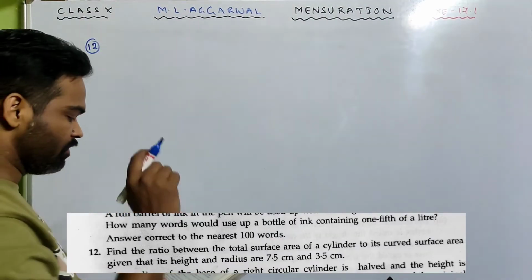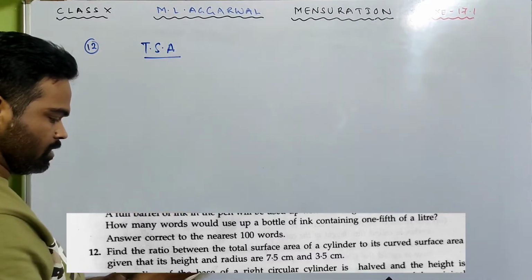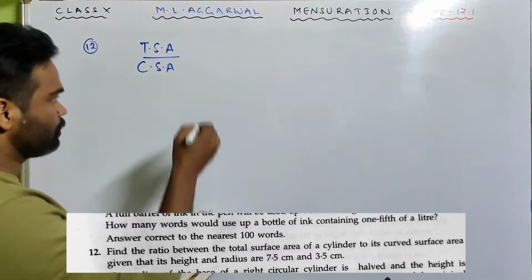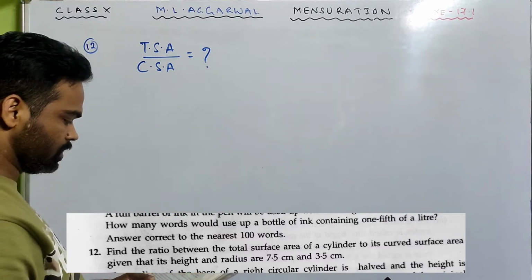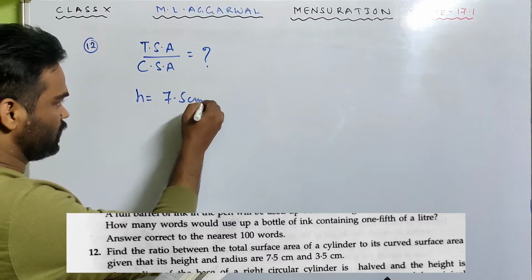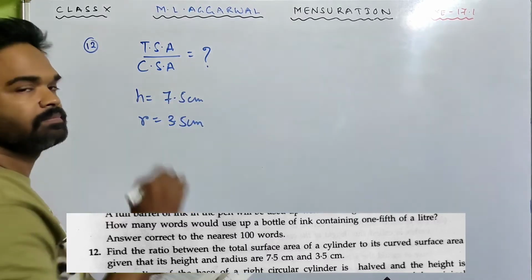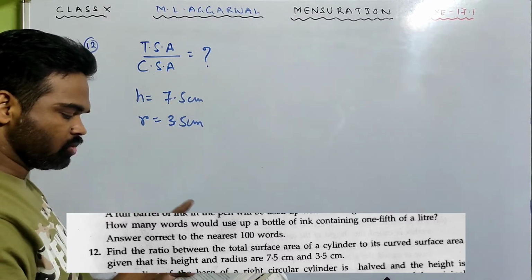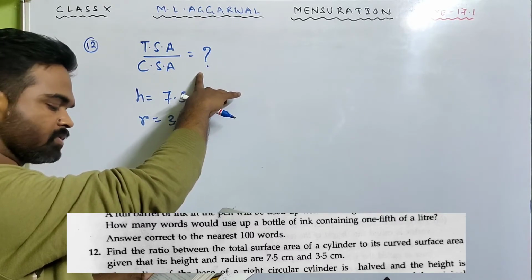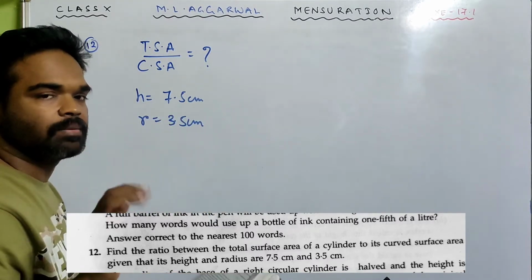Now look at number 12. Find the ratio between the total surface area of a cylinder to its curved surface area. This ratio we need to find. Okay, given that its height is 7.5 centimeter and the radius is 3.5 centimeter. Again, I'll read this out. Find the ratio between the total surface area and area of a cylinder to its curved surface area, given that its height and radius is 7.5 centimeter and 3.5 centimeter.